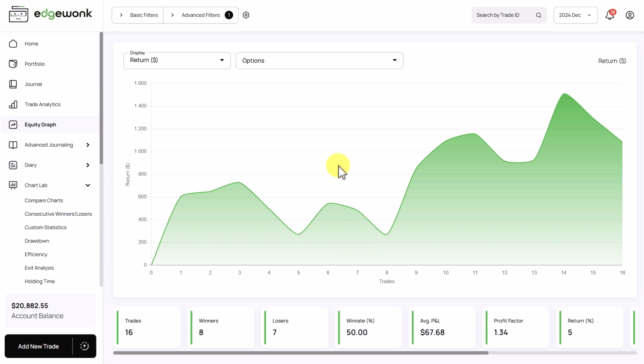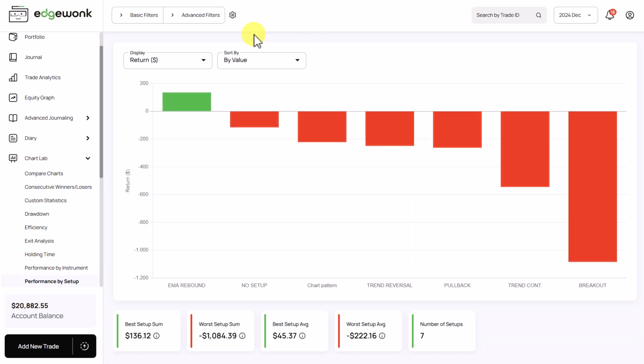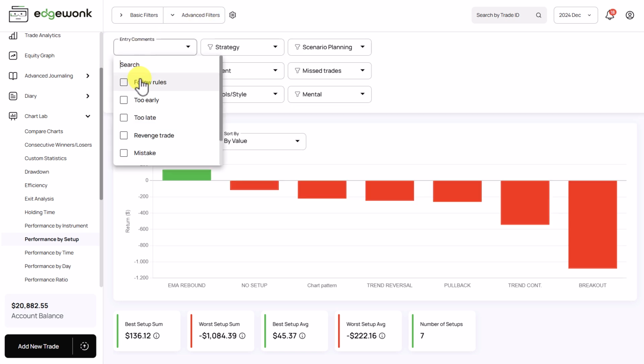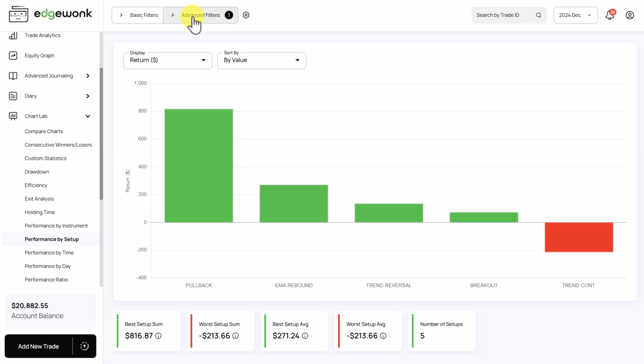And traders who don't follow this approach will look at their setups and think that they should avoid breakout trades or pullback trades or trend continuation trades, because looking at this, it looks like those setups don't work. But let's turn on the filters and only look at the trades where he's actually following his rules. And here we can now see that pullbacks are actually performing really well.